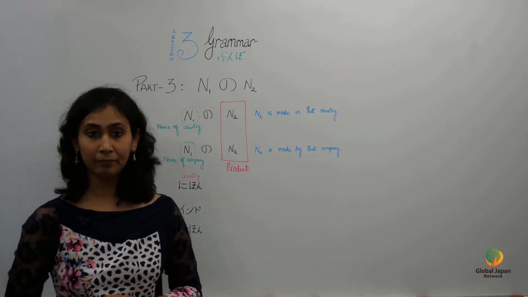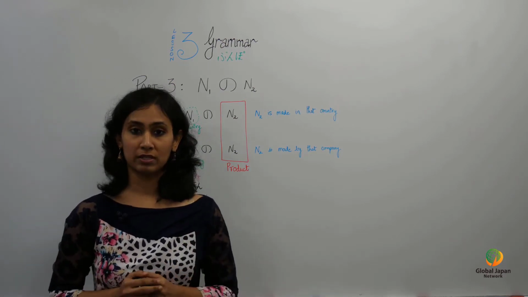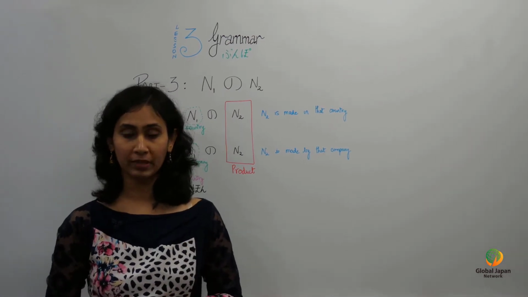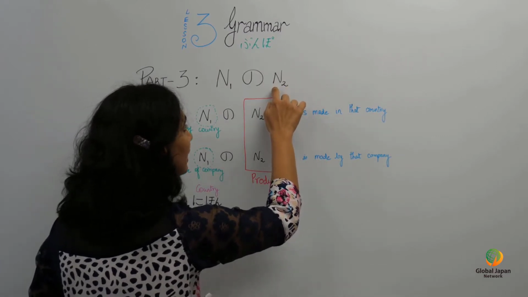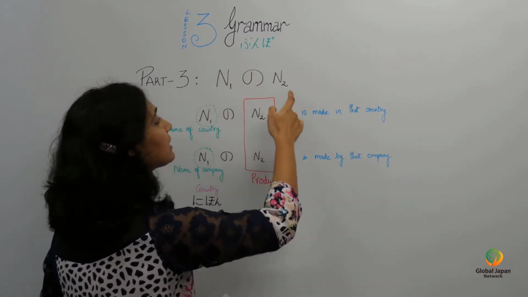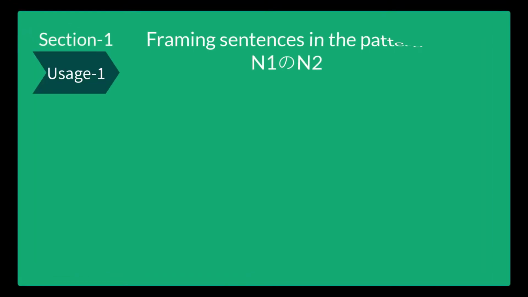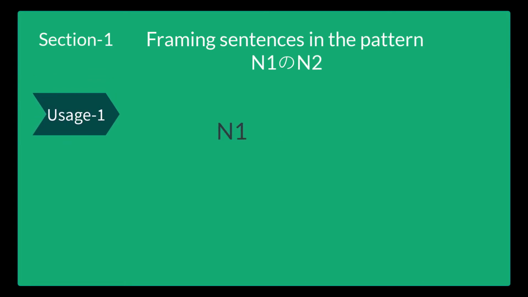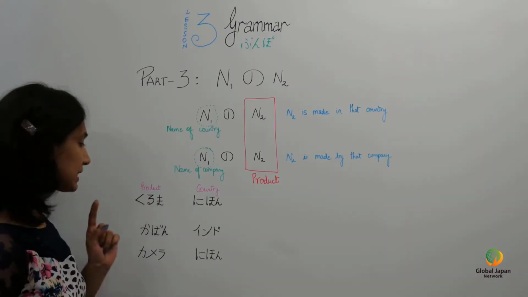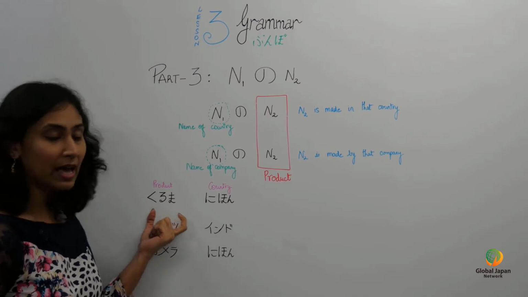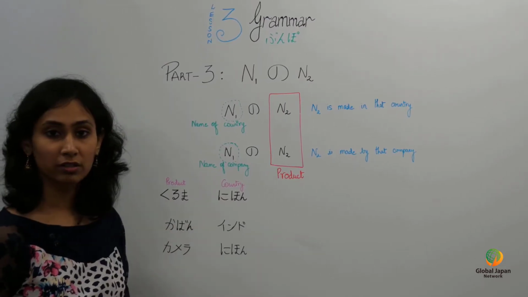As we have already seen, no connects two nouns, namely N1 and N2. And amongst this, N2 is the object relating to which N1 is giving some information. In section 1, you would learn how to frame sentences in the pattern N1 no N2, where N2 is the product and N1 is the country that makes the product.